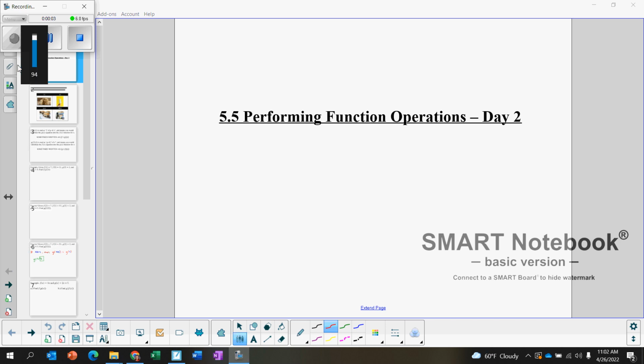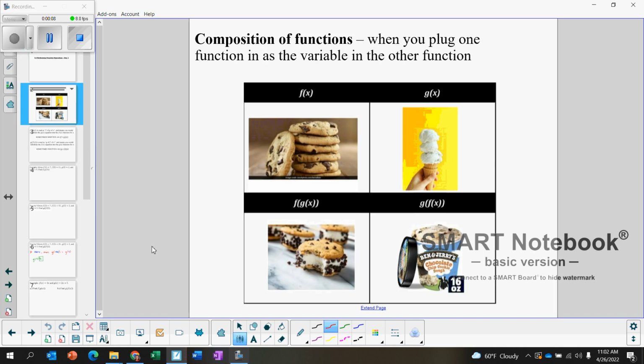All right, so this is the second day of 5.5. We are going to be talking about compositions of functions. So the first thing we're going to look at is that a composition of functions is when you plug one function in as the variable of another. So we have a little picture here.